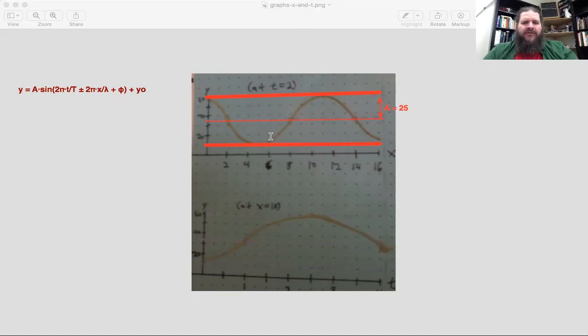And that might have units attached to it. Presumably this is y measured in meters or centimeters or something. Since no units are given, let's just call that unitless, 25. So amplitude will be 25. What else can we get from this graph?